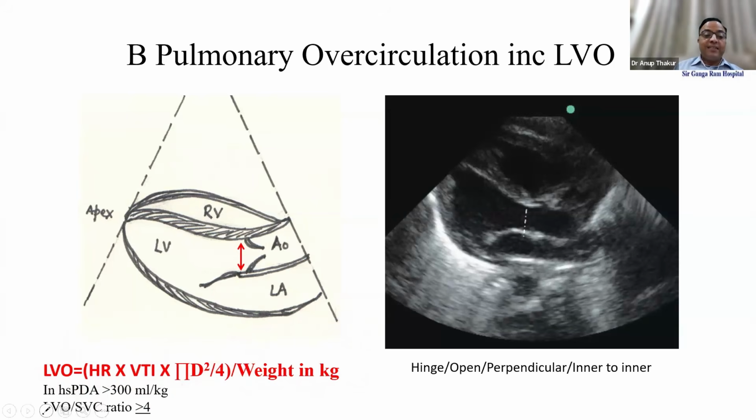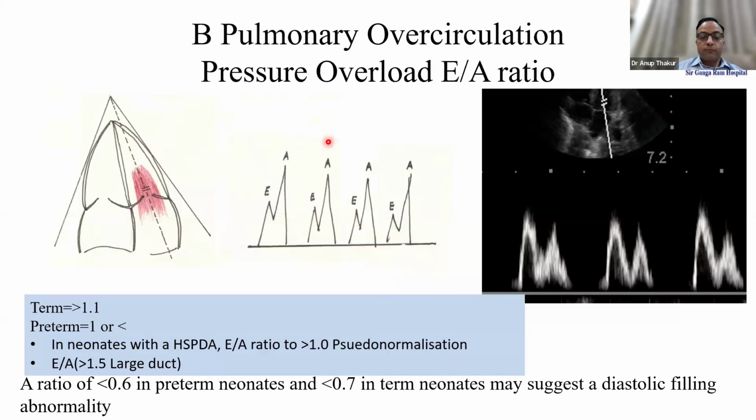You can also index it to the SVC flow. So you can measure the SVC flow and index the LV output by SVC flow. If the ratio is more than 4, that means the LV output is high. So these are signs of, again, pulmonary overcirculation causing increase in the LV output. Then there are a few parameters which you have to understand.